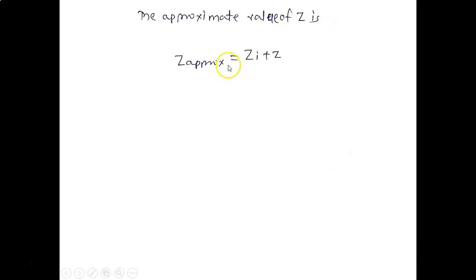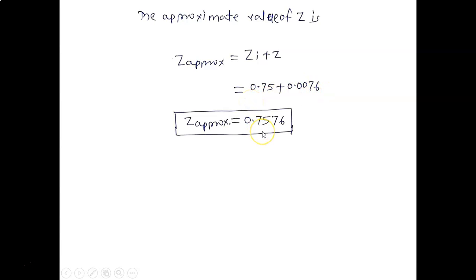Now next, the approximate value of z is z approximate is equal to zi plus small z. We have calculated these two values earlier. Therefore, zi is equal to 0.75 plus small z is equal to 0.0076. Therefore, z approximate we are getting it as 0.7576. That is, z approximate is equal to 0.7576. This is our example number 6. Now we will see the next example.